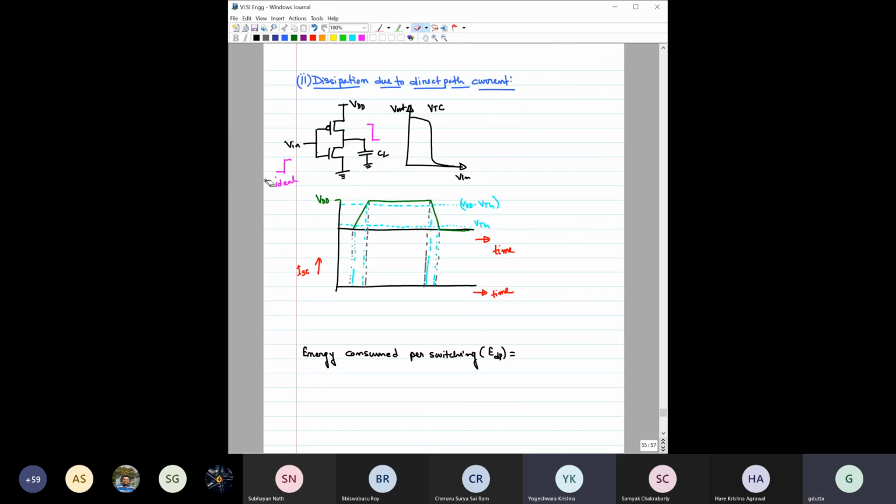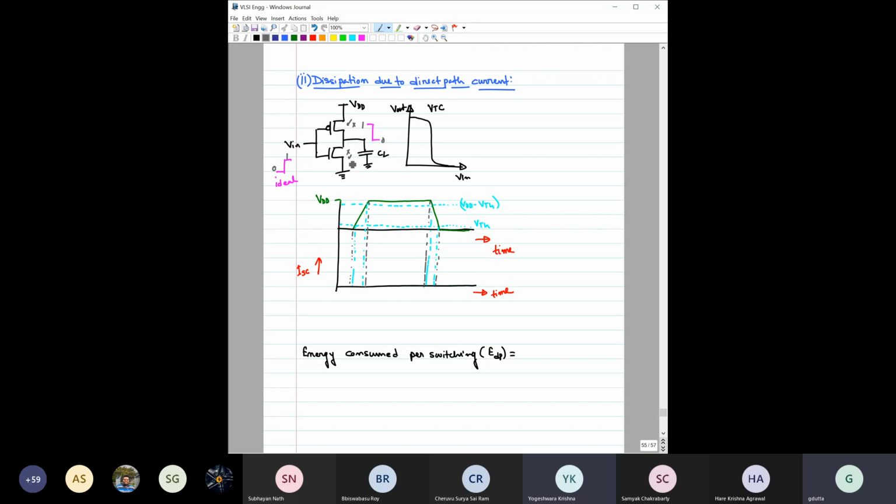Now, dissipation due to direct path. What does this mean? So far we have considered the input to be a step input, that is, it changes from 0 to 1 all of a sudden. Similarly, the output changes from 1 to 0 instantaneously. But practically, this is not the case. If this transistor is off, PMOS is on; if this is off, then this is on. For this input, both transistors are never on at the same time.